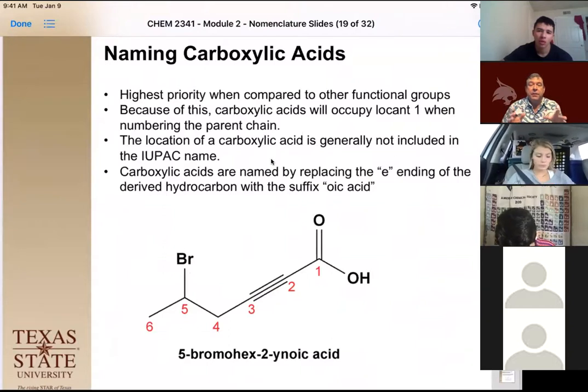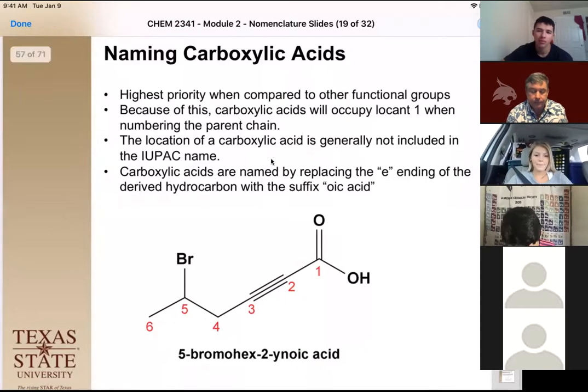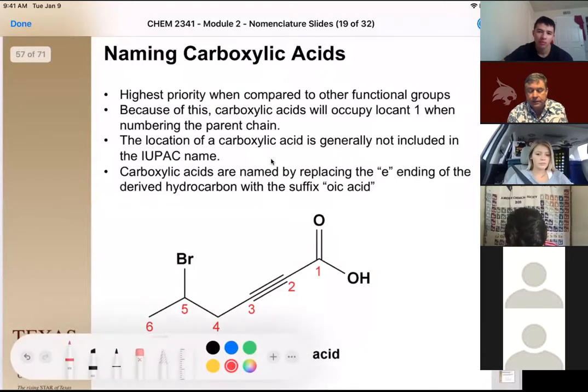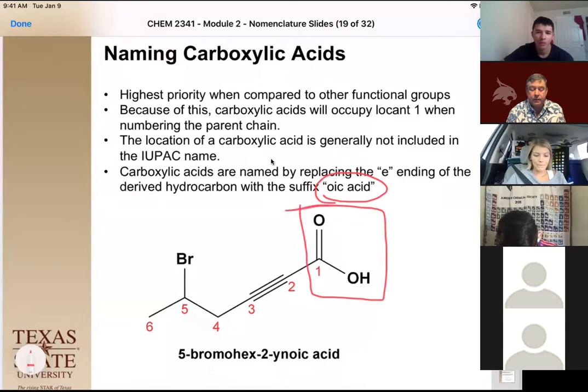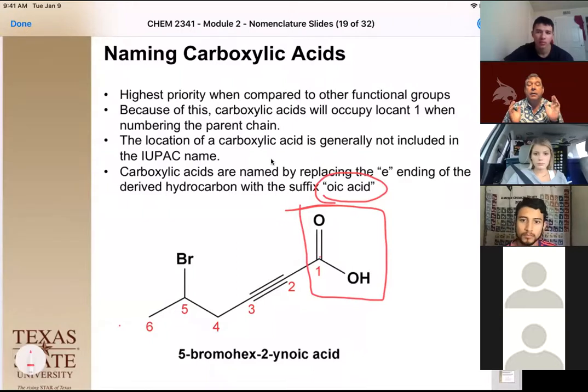So just like we did before, we're going to drop the E at the end of the hydrocarbon name, and we're going to add -oic acid. Okay, so that's telling you you have a carboxylic acid. It's an -oic acid at the end. And again, we always number from the carbonyl carbon of your carboxylic acid and number through the rest of your chain. So in this case here, since this is our carboxylic acid right here, we're going to start with 1, get to the end of our chain. In this case, we have 6. So we have to say that we have 6 carbons.